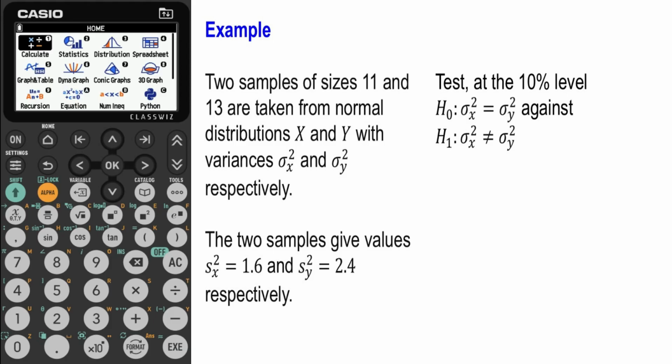Two samples of sizes 11 and 13 are taken from normal distributions x and y with variances sigma x squared and sigma y squared respectively. The two samples give values sx squared equals 1.6 and sy squared equals 2.4 respectively. Test at the 10% level the null hypothesis H0, sigma x squared equals sigma y squared, against the alternate hypothesis H1, sigma x squared does not equal sigma y squared.